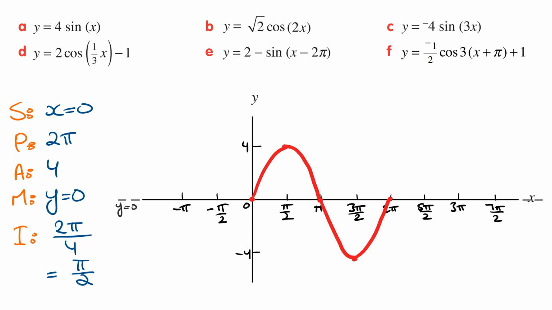From the origin going to the left, we will go down to the minimum value, and then back up to the midline. Continuing from the right, from 2 pi, we will go up to the maximum value, down to the midline, down to the minimum value. And now we just connect the dots.